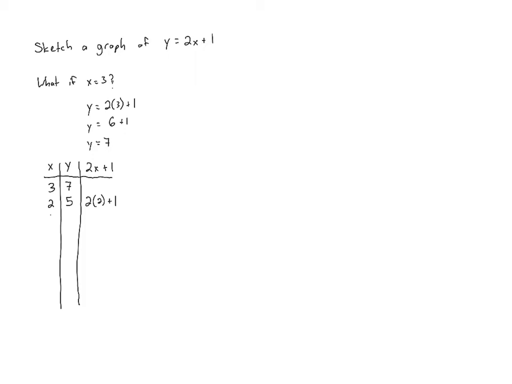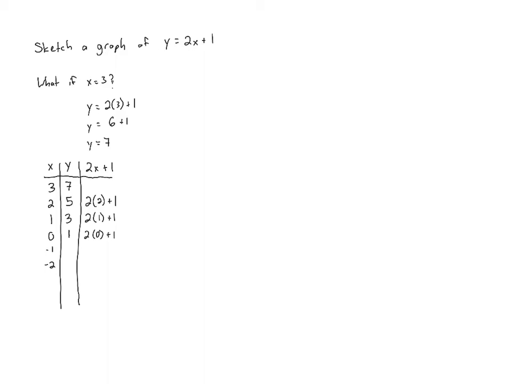All right, let's try x equals 1. If we plug in 1, this is going to be 2 times 1 plus 1. 2 times 1 is 2, plus 1 gives us 3. So if x equals 1, y is going to be 3. We're going to plug in a few more values. I'm actually going to pick 0, negative 1, and negative 2. If x is 0, then we've got 2 times 0 plus 1. 2 times 0 is 0, and then 0 plus 1 is 1. So this is going to be 1.